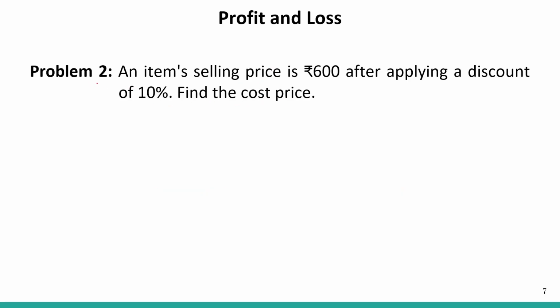Let's go forward with problem number 2. An item is selling at a price of 600 rupees after applying a discount of 10%. Find the cost price. So the selling price is this, the SP. Let CP be equal to X, because that's what we don't know. We want to find X. We'll convert this word problem to an algebraic equation involving X and some constants, and then solve for X. This is the rough idea of how we'll proceed.